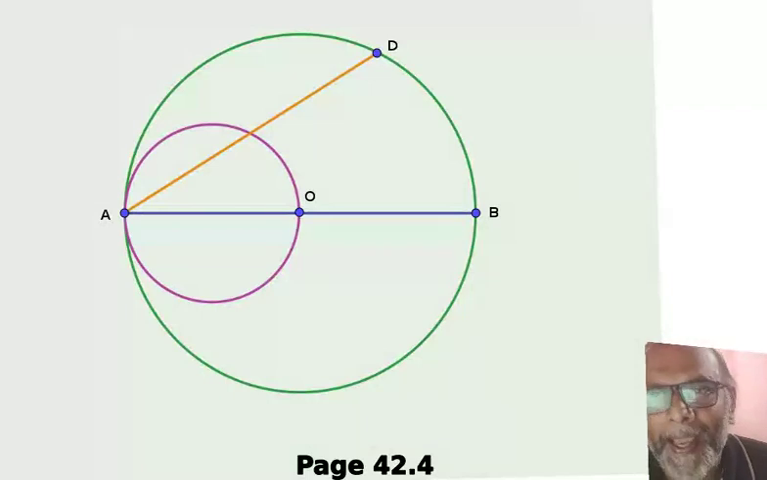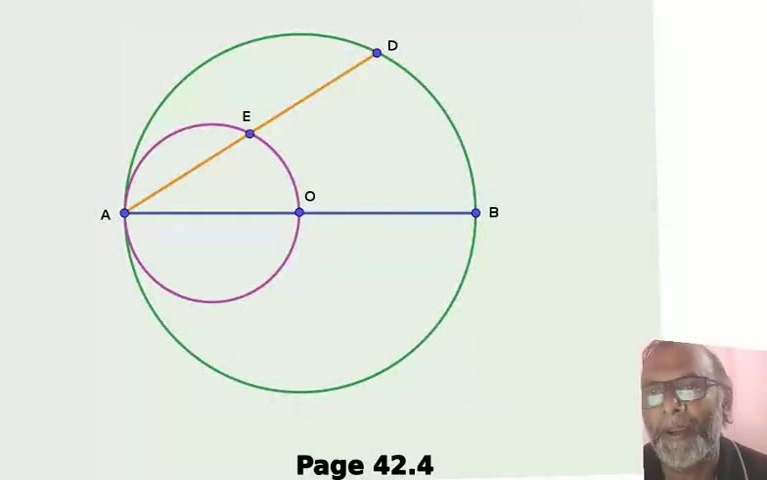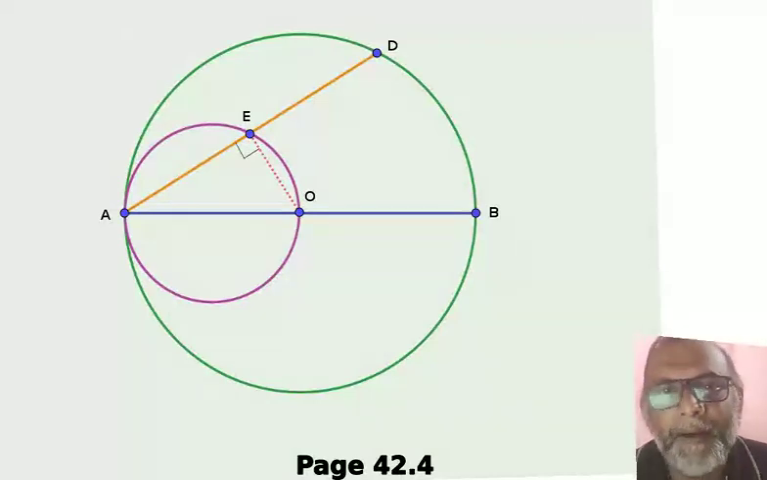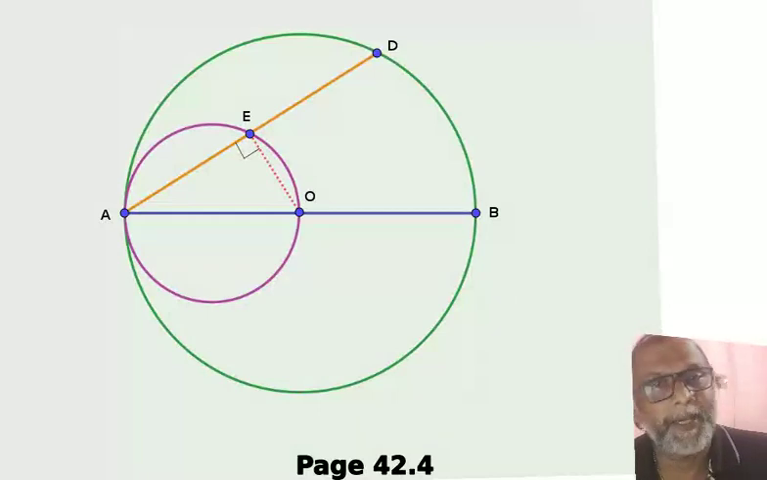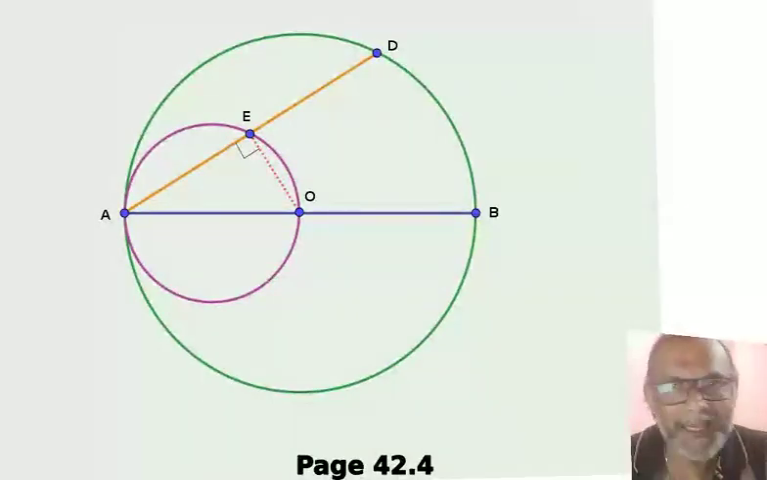Okay, so a chord AD is drawn like this, and the small circle is cutting this chord at a particular point E. We have to prove that AE is equal to ED, that is, the length of AE is equal to the length of ED. For that, let us draw a line OE. What is the specialty of that particular line in connection with the line AD? It is perpendicular. That means the angle between them is 90 degrees.